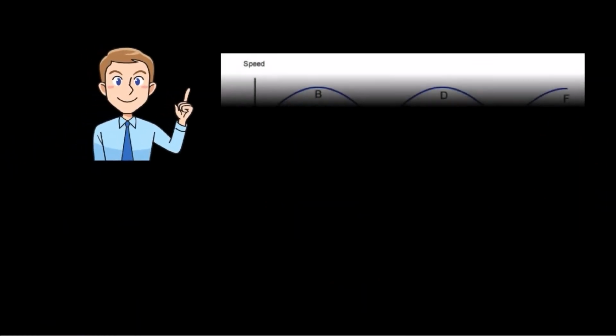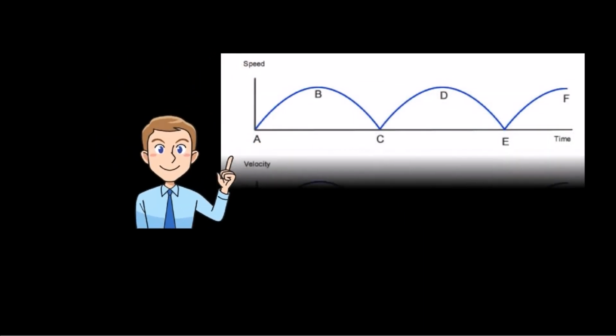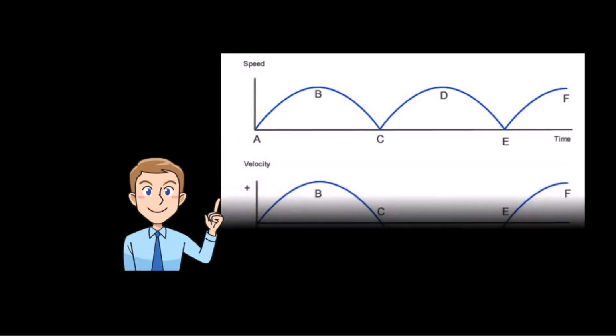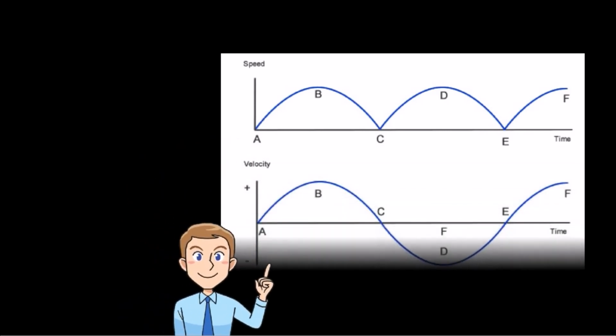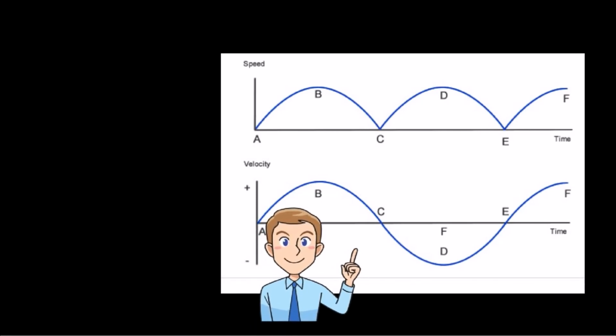This is the reason why the graph of speed versus time is always positive. But the graph of velocity versus time may be sometimes positive, or maybe zero at some point of time, or even negative. Graphs of speed and velocity versus time require some more discussion, which we will cover in the next video.